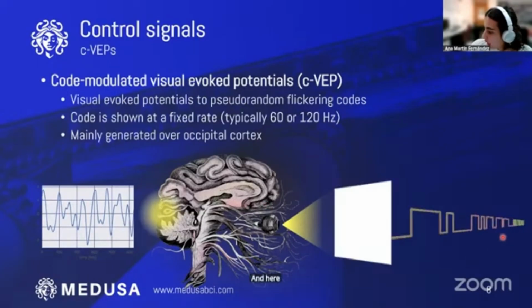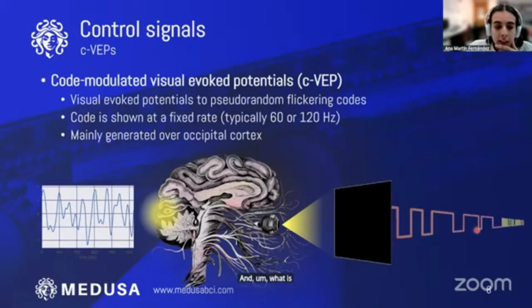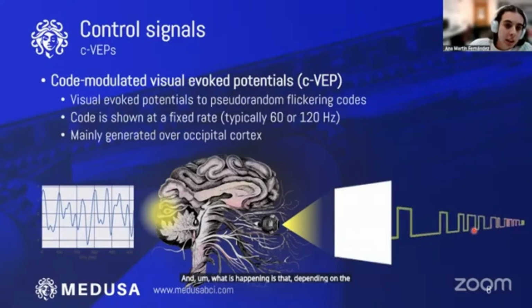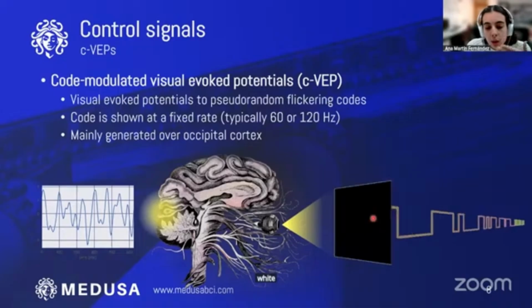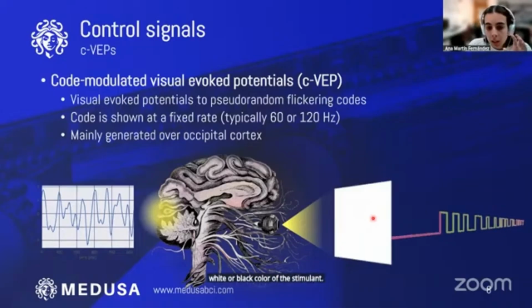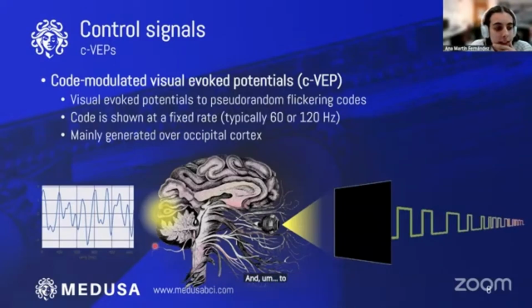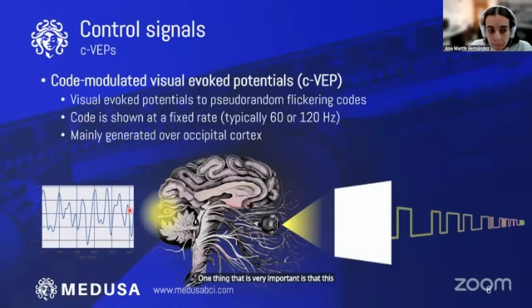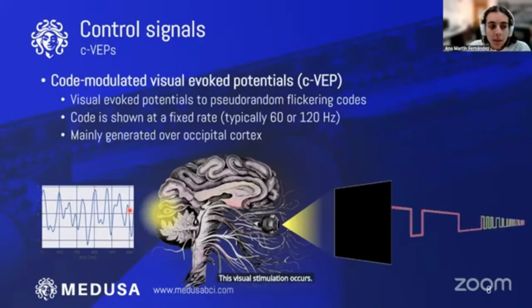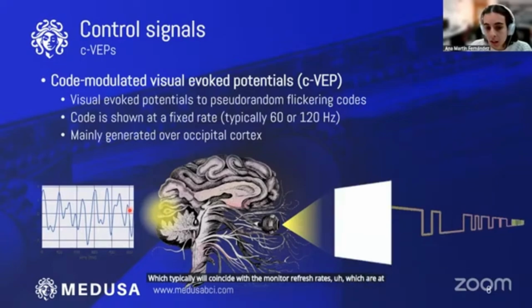Here you can see the binary pseudo-random sequence, and what is happening is that depending on the bit, whether it is a 0 or a 1, this will be translated into a white or black color of the stimulus, producing those flashes. To obtain this response, one very important thing is that this visual stimulation occurs at a fixed rate, which typically coincides with the monitor refresh rates, at 60 or 120 Hertz.